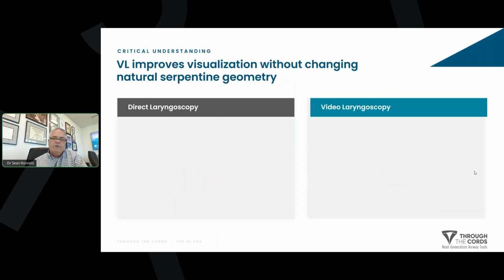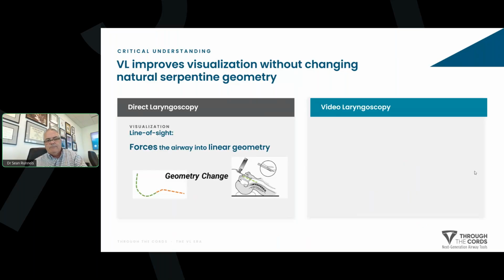So VL improves visualization without necessarily changing the natural serpentine geometry of the airway. So when we used a direct laryngoscope, we used it essentially as a retractor with a light on the end. We place it in the mouth and we force the primary curve flat, and that changes the airway into linear geometry. And so tracheal access is linear. When you're using a direct laryngoscope, a bougie is your best friend. There is no question about that.